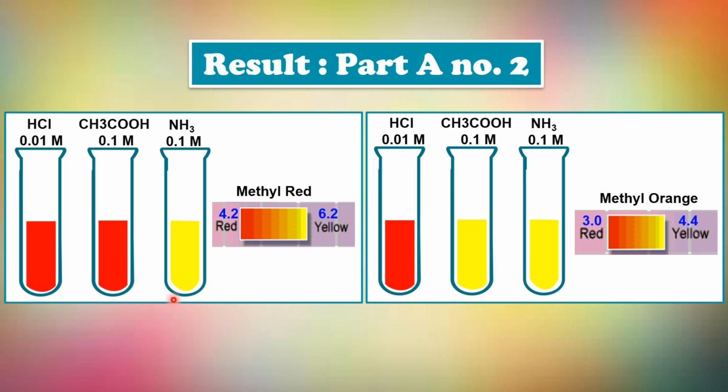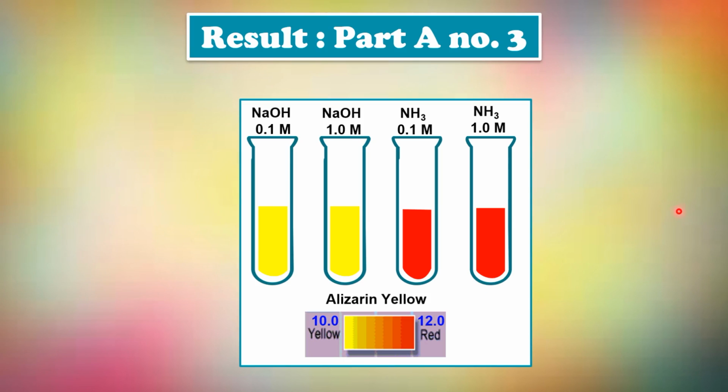And these are the results. You have to compare the color here with the methyl red chart and methyl orange chart, and then write what the values of the pH are. Alright, so for part A, number 3.